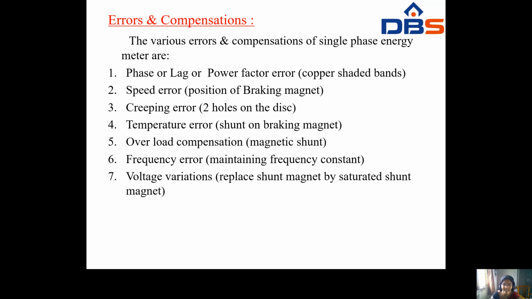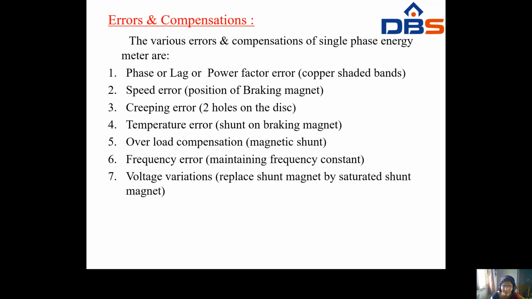Next one is temperature error. There will be ups and downs, there will be temperature rise, and errors will occur. Whenever the temperature increases, it may cause eddy current errors. So you have to use the shunt. You have to put the shunt winding on the braking magnet to avoid that temperature error.